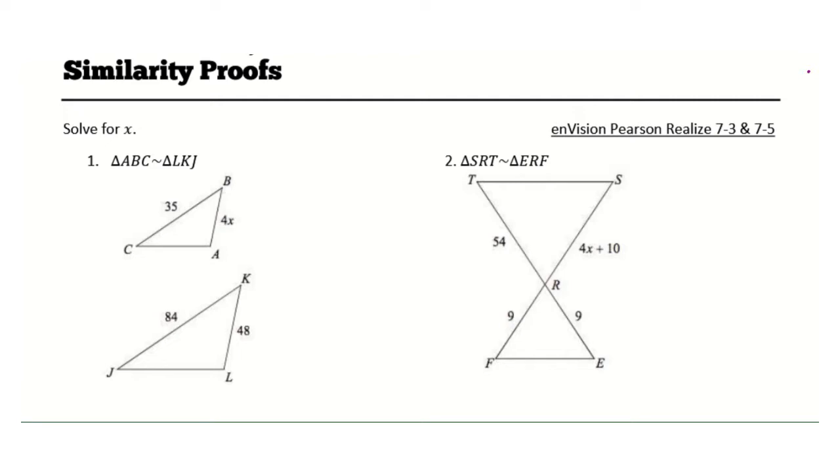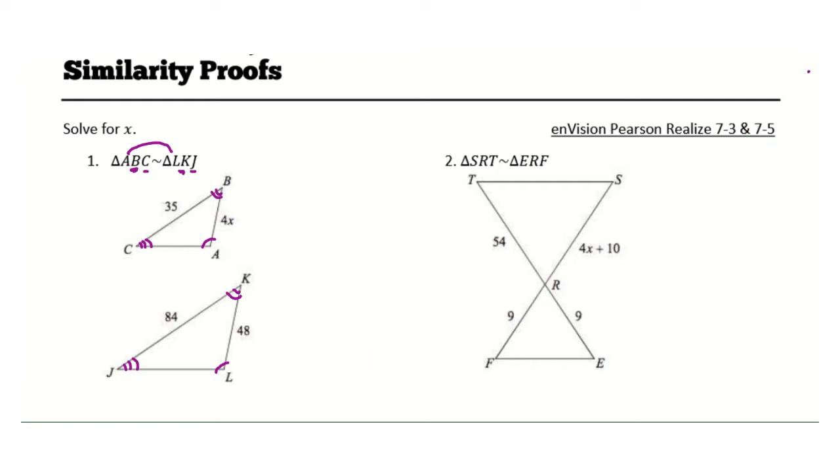So when I get a similarity statement, I know that A is congruent to L because they're in the same spot. So angle A is congruent to angle L. Angle B is congruent to angle K. And angle C is congruent to angle J. Having the congruency marks in there will help you when you're trying to set up your ratios.